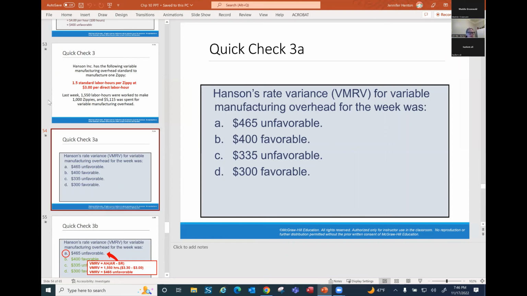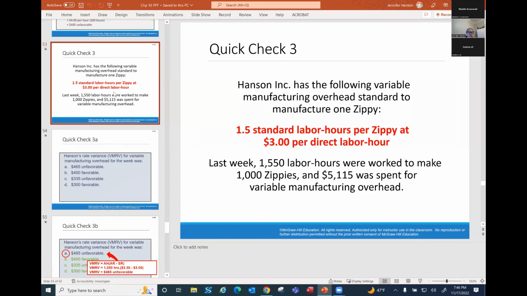All right, so we have to look at what my actual hours were. My actual hours are 1,550. Then I'm going to multiply that by the difference between the actual rate and the standard rate. To calculate the actual rate, we look at the total that was spent, 5,115, which was given to us, and divide it by the 1,550 labor hours. So the actual rate is 3.3 per direct labor hour.